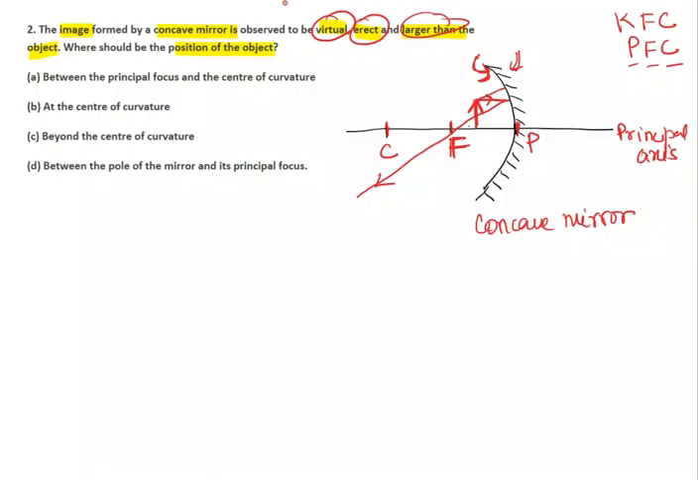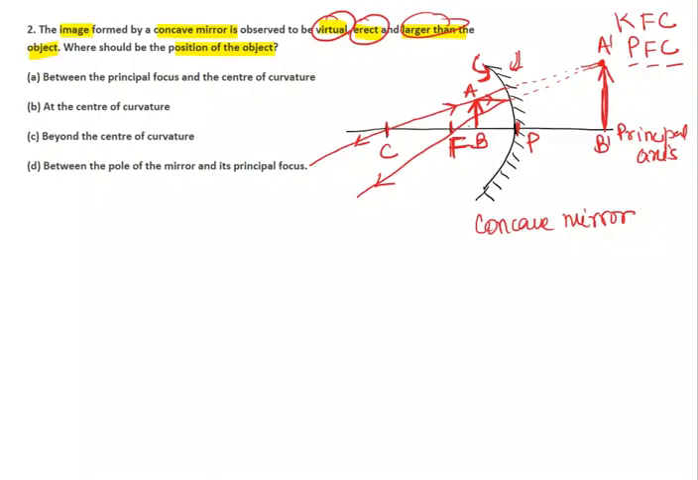We can take this like this. When a ray of light passes through the center of curvature, it returns back along the same path. So, when we extend these lines with dotted lines, we see that these 2 lines actually meet at some point. Let's say this is the object AB, so we can take the image as A dash, B dash.